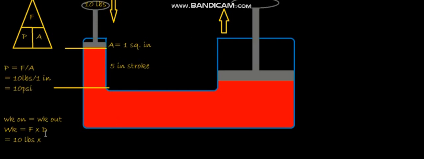Okay, then we go back to here and we go, okay, so my distance is 5 inches. So my value of work is going to be 10 pounds times 5 inches equals 50 inch pounds, because that's the unit that we're using, 50 inch pounds. I like inch pounds better. 50 inch pounds. That's the work that's being generated as a function of me placing 10 pounds of force.